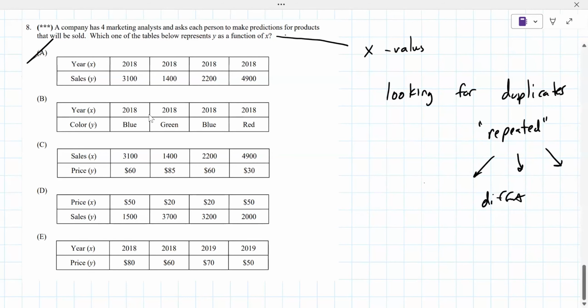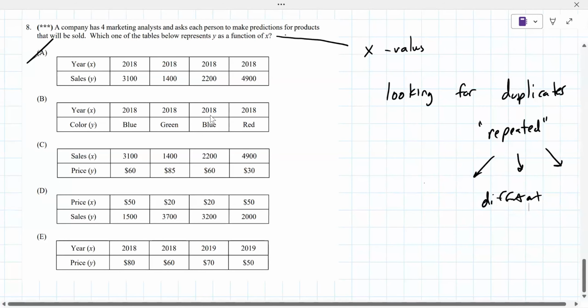And then what about B? Does the 2018 go to different values? So it goes to blue, but then it goes to green. Those are different. But isn't there a repeat of blue? That's okay. That's fine. It's just that if they ever go to 2 different ones, then there's a problem.